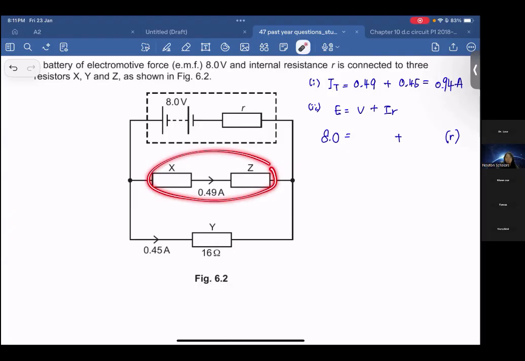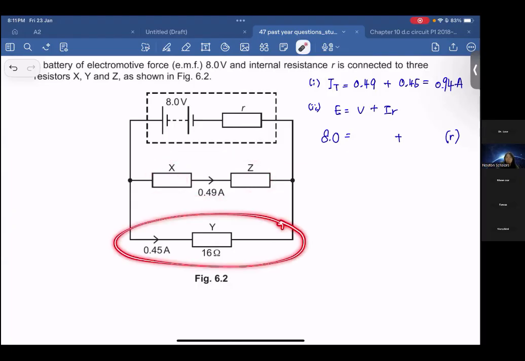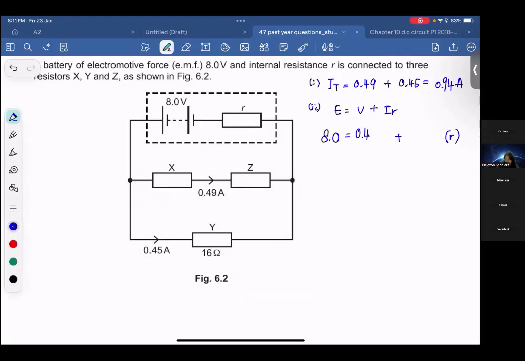It's because I don't know the resistance value. So what should I do? I'm using this part as my V, the external circuit V, because these two are parallel, they will be the same. So here, I can use 0.45 times 16 plus I. What is the I here?